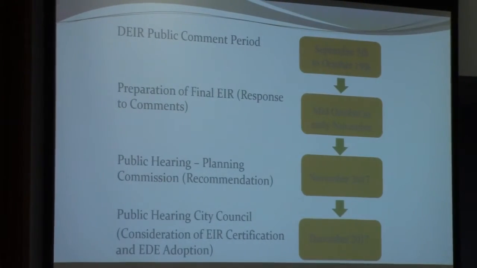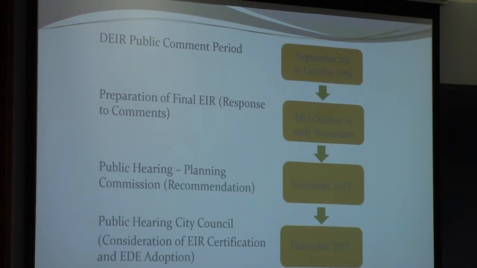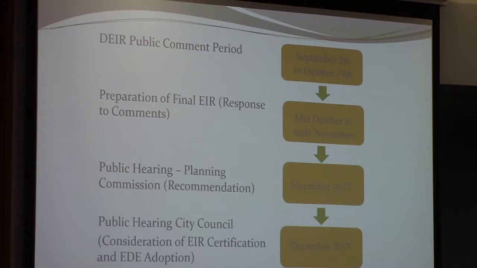So where are we at now? As I mentioned earlier, we're in the middle of our public comment period, which will close on October 19th. After that period closes, we will begin the preparation of a final EIR, including a response to all written comments received. We will be going to the Planning Commission in November 2017, and that would be a public hearing where the Planning Commission would consider their recommendation on the certification of the EIR and the proposed general plan amendments to incorporate the economic development element into our general plan.